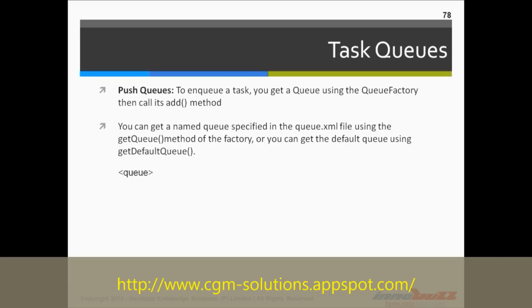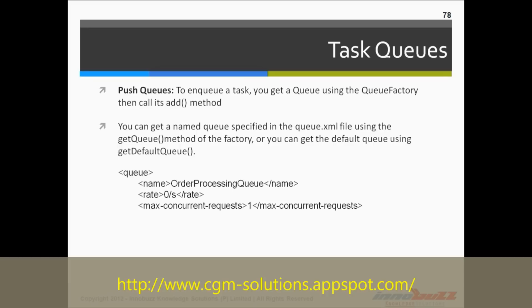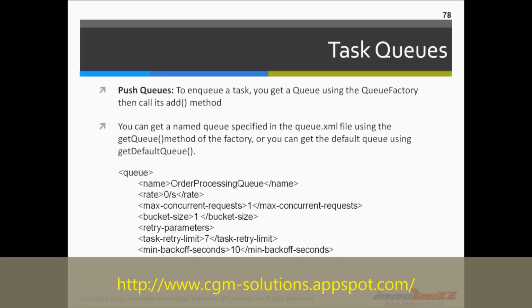This is a sample queue which we need to configure in the queue.xml. Here the order processing queue is the queue name, and these are the other parameters. Based on these parameters, the queue will be executed.